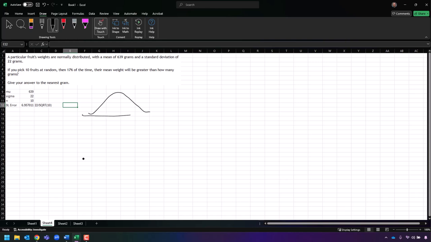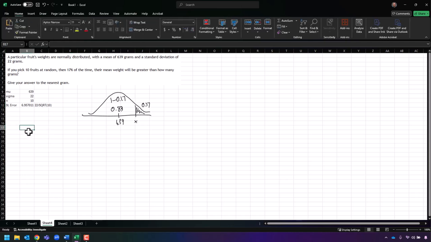So normal distribution. I've got 639 in the middle. Now, 17% of the time, their mean weight will be greater than how many grams? So 17% of the time it's greater. So this over here, 0.17. And we're looking here for a value along there. Remember, if this is 0.17, then this is 1 minus that over here, and Excel needs the area to the left.